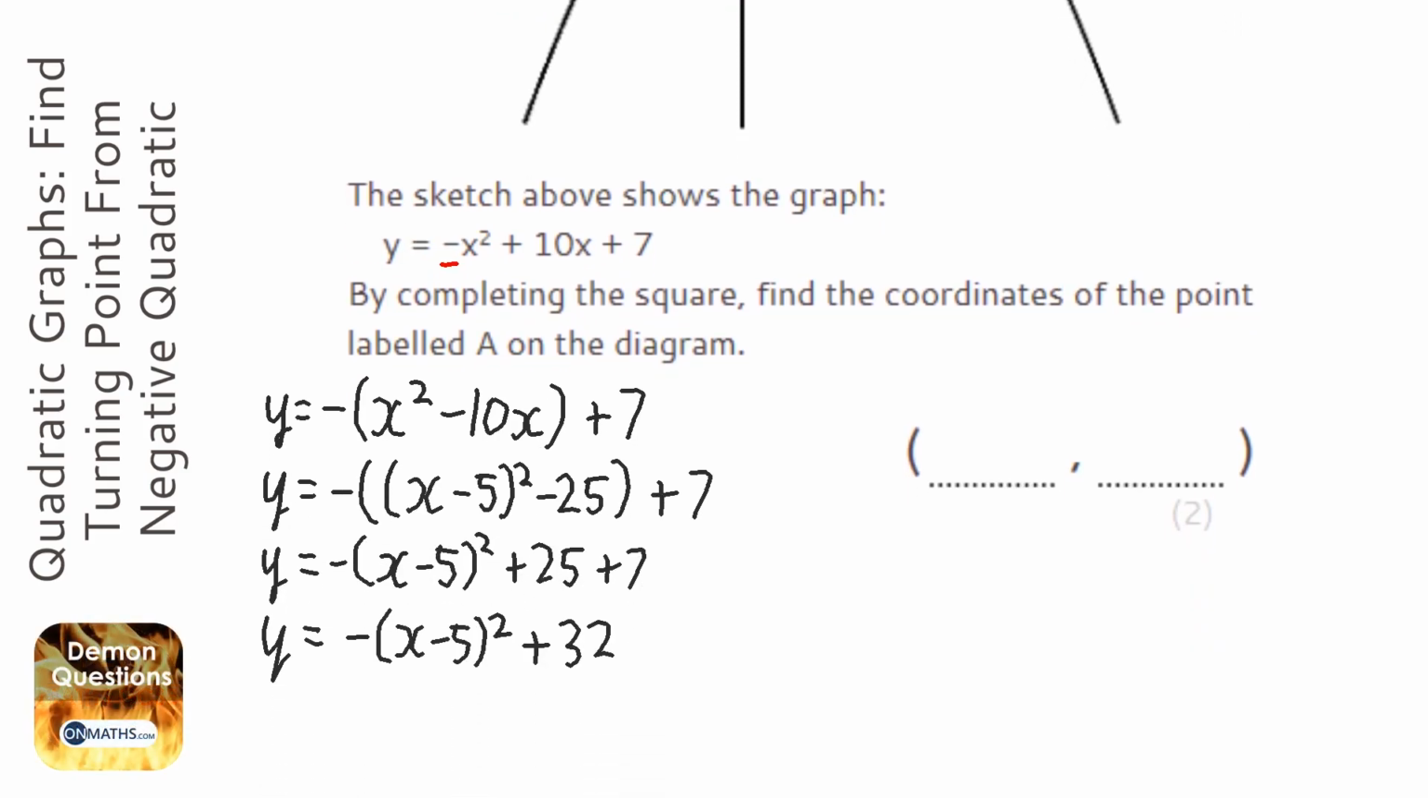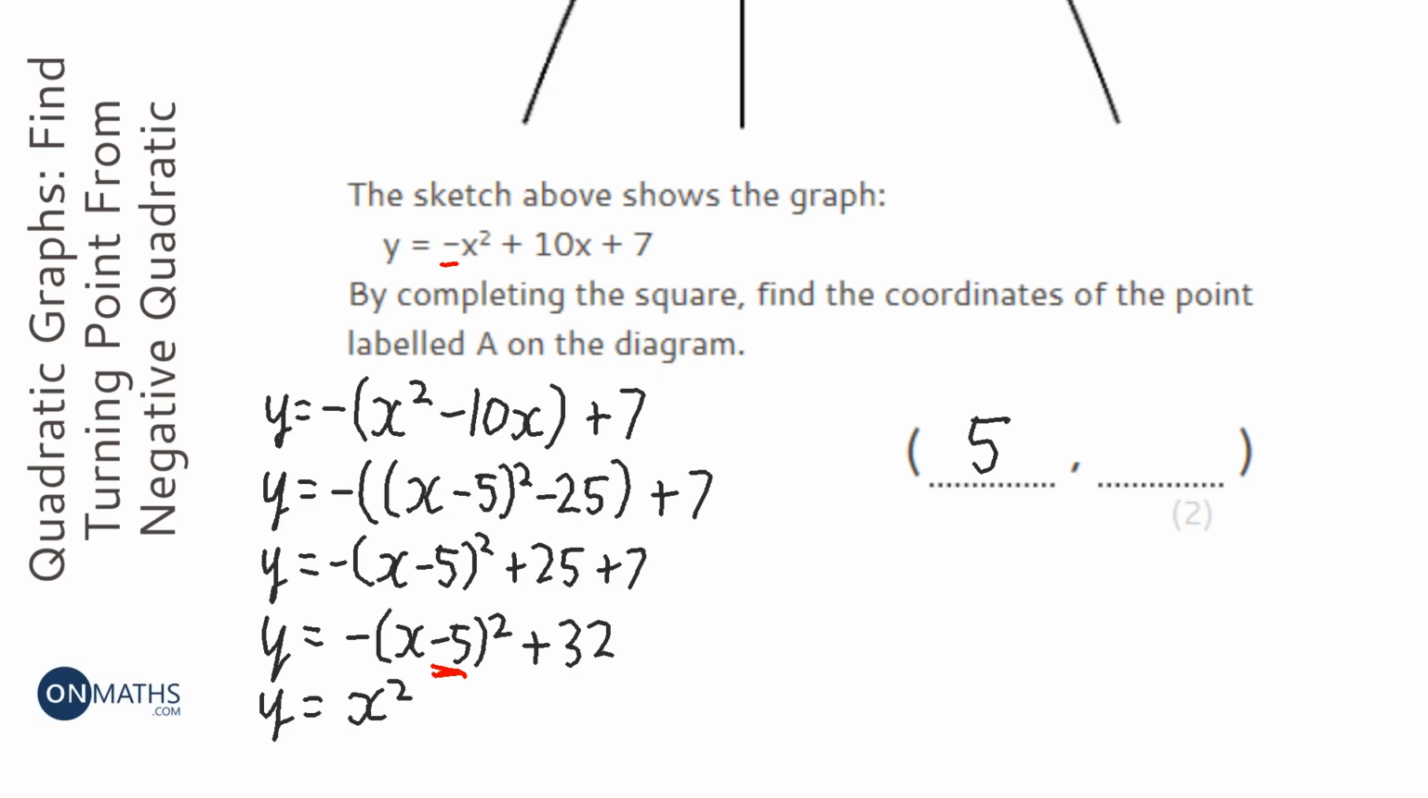Looking at this, we're going to compare this with our y equals x squared. And you notice straight away that inside the function we're minusing 5. Now, you need to brush up on your graph transformations if you don't know this, but when you subtract inside the function, it goes the opposite way to what you'd think. So instead of going left 5, which you'd assume, it goes right 5. So the coordinate will be at x equals 5.